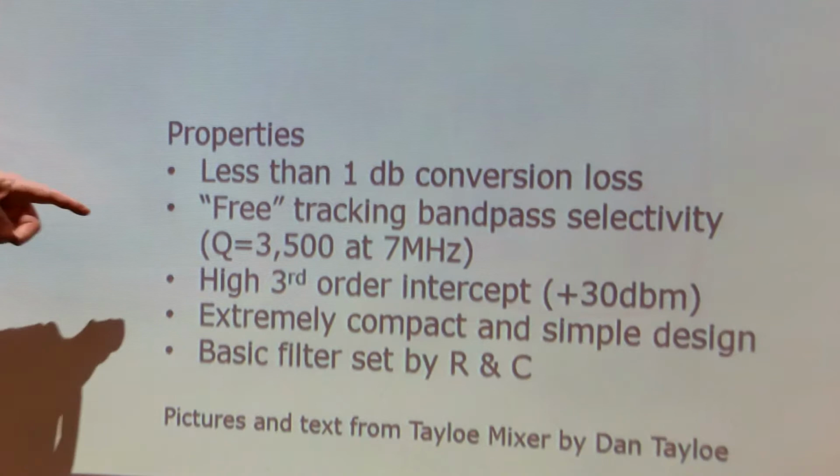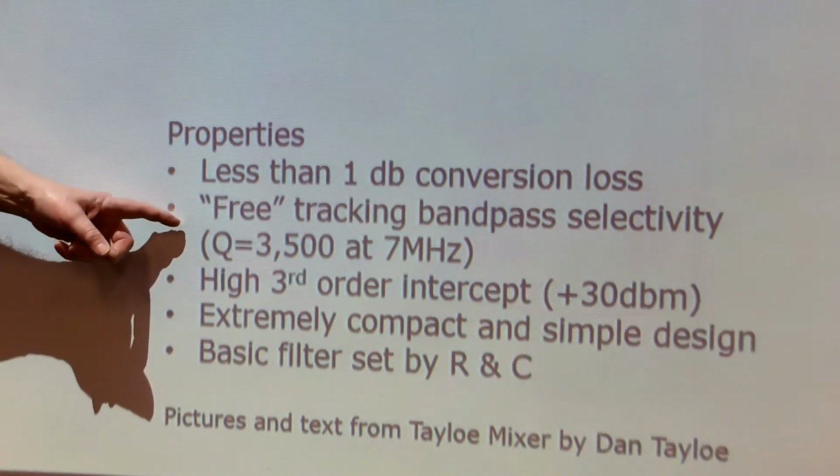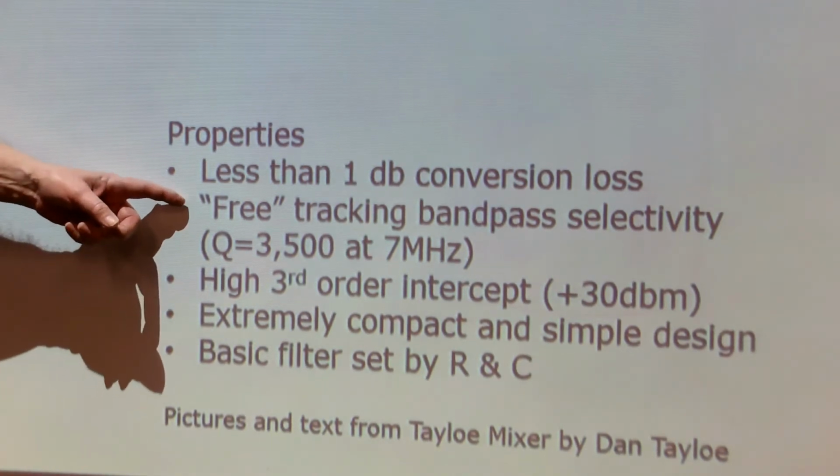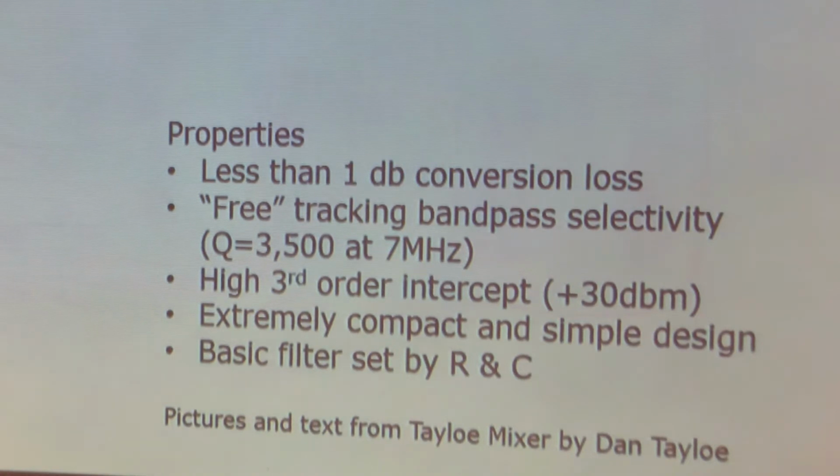And this is the even cooler part. The Q of the output, the Q of the mixer, is very high because if you want a 2 kilohertz band pass, so instead of a 24 kilohertz filter on the output, you put a 2 kilohertz filter on the output, it doesn't matter whether you're trying to get to 7 megahertz or 50 megahertz, you're only going to look at 2 kilohertz. So you have this huge Q. It's a simple design. Basic characteristics are set by an R and a C, and we'll look at that later too.